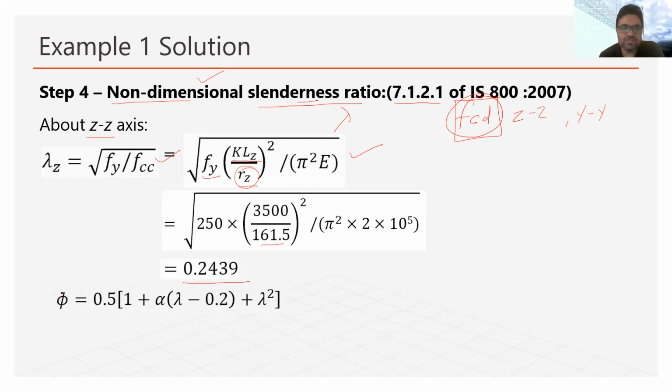Now, next we have to find out the phi value. Why we are calculating phi value? Because we have to find out FCD, and in the formula of FCD we have to use lambda value and phi value. That is why we have to find out this phi value also. And in the phi value, there is again another parameter which is alpha. We also need to find out alpha, and this alpha is called imperfection factor. So this imperfection factor is 0.21 if we refer to the table 7. Okay, so now again I'm showing you the table 7 of IS code.